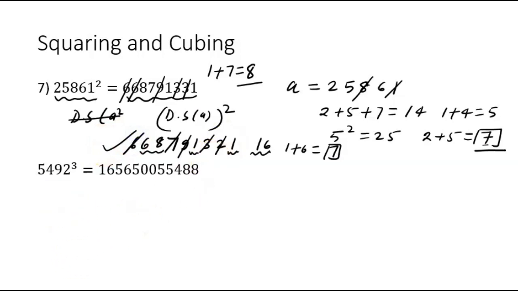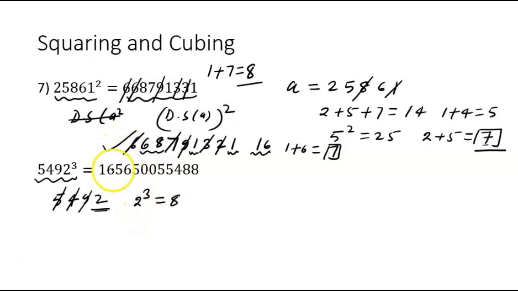Finally, let us verify whether this cube is correct or not. To check it, we first calculate the digit sum of the number 5492. If I calculate it, this 5 and 4 is 9, and 9 is cancelled, we get 2. And if I take 2 cubed, I will get 8. So the digit sum on the left hand side is equal to 8. First we calculate the digit sum of the number and then we take its cube.